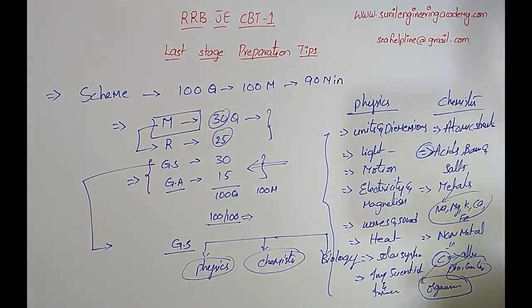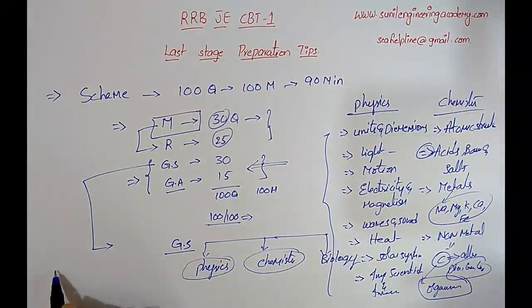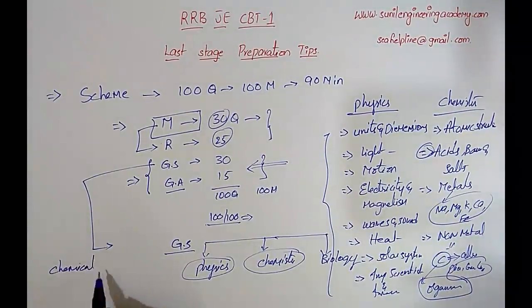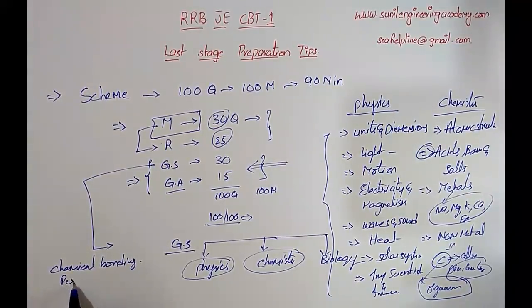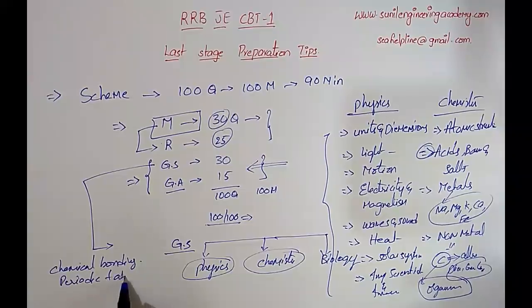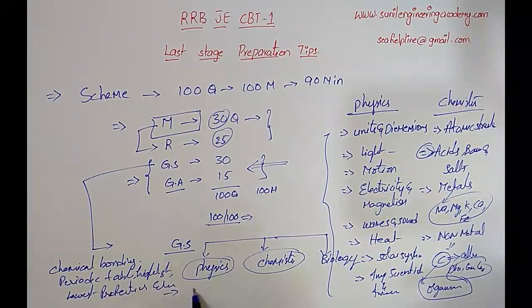Okay, and some more concepts in chemistry are chemical bonding, and periodic table, and highest and lowest properties. This is very important. Highest and lowest properties of elements. And one more topic is fibers and plastics.